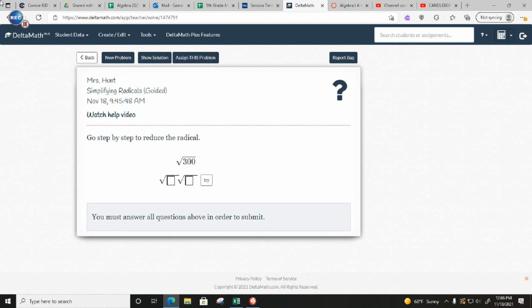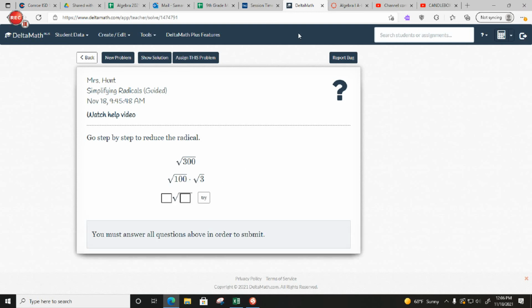100. Always, guys, put your perfect square first. 100 is the perfect square. What's 300 divided by 100? 3. The non-perfect square goes in the second box. Okay, are we okay with how I did that? Then we click try. That means we got it right.